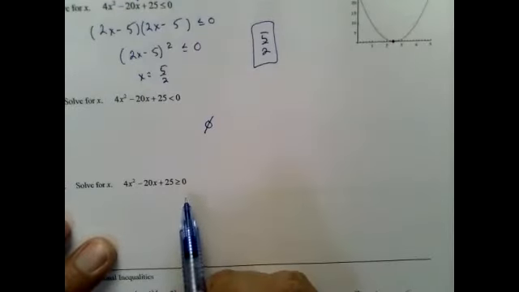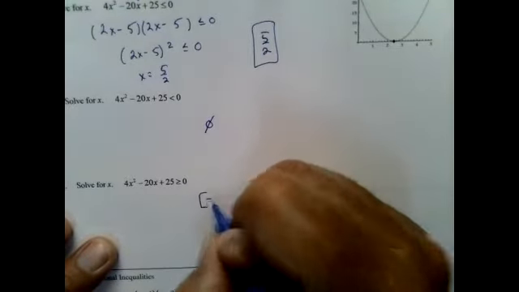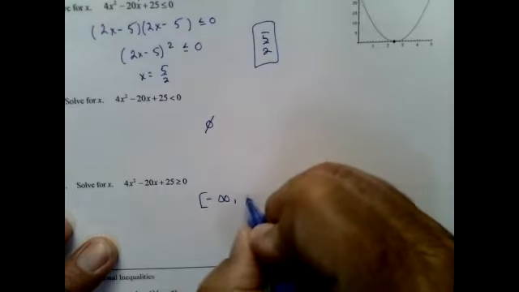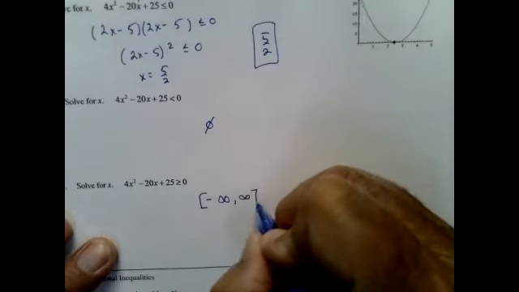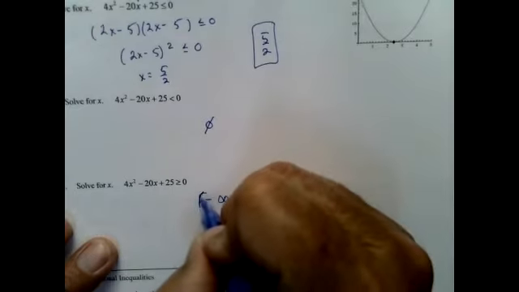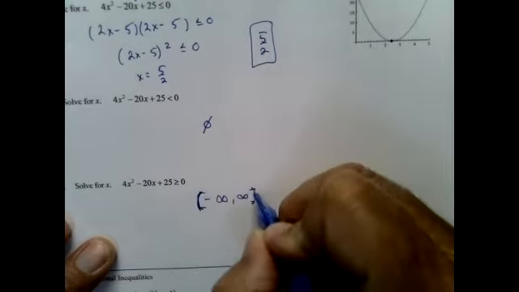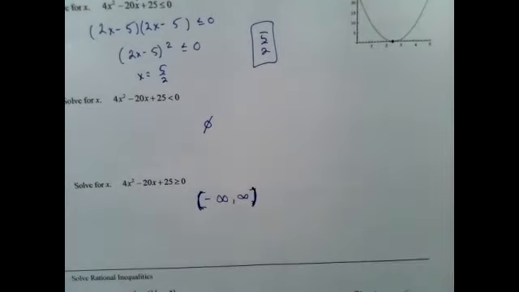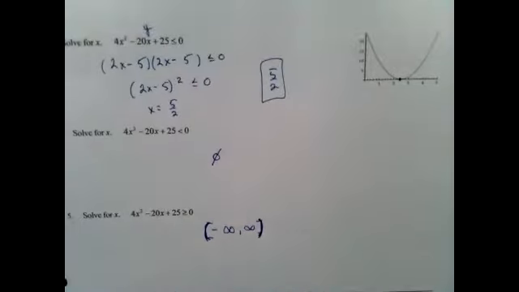When is it greater than 0? Negative infinity to positive infinity. And well, I messed that up. With infinities, we put parentheses, not square brackets. Oh, that one's a little different. That one's a little different.